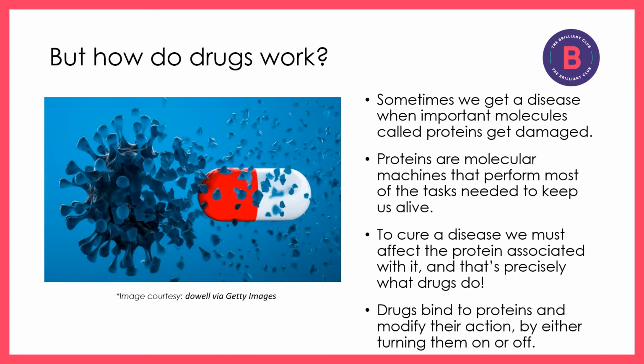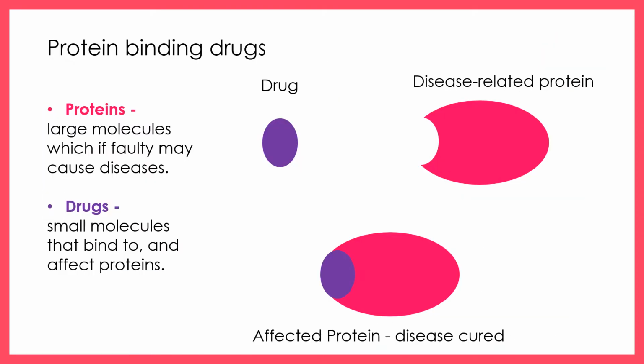But how do drugs work? Sometimes we get a disease when important molecules called proteins get damaged. Proteins are molecular machines that perform most of the tasks needed to keep us alive. To cure a disease, we must affect the protein associated with it, and that's precisely what drugs do. Drugs bind to proteins and modify their action by either turning them on or off. Proteins are typically large molecules which, if faulty, may cause a disease. Drugs are smaller molecules that bind to proteins and affect them.